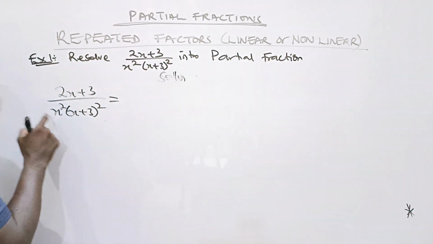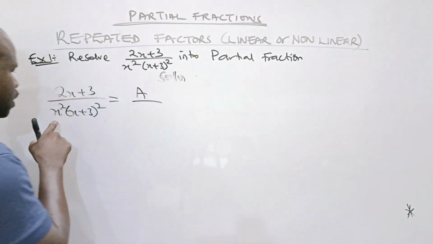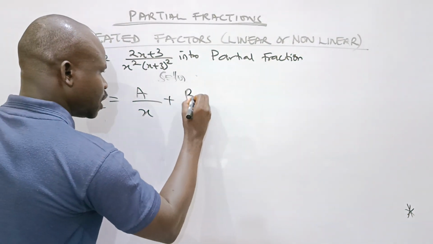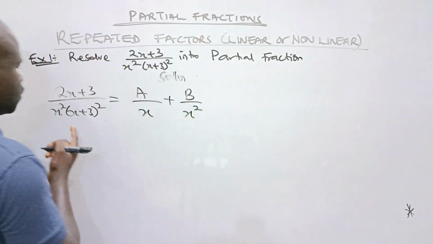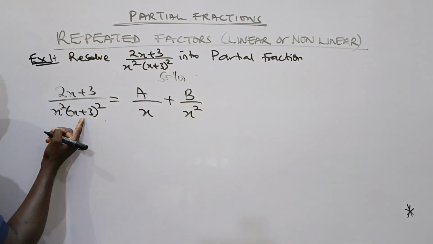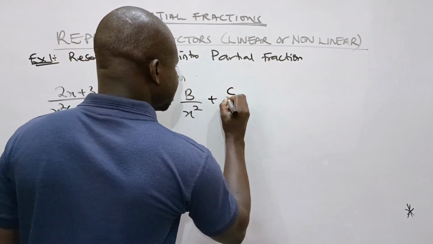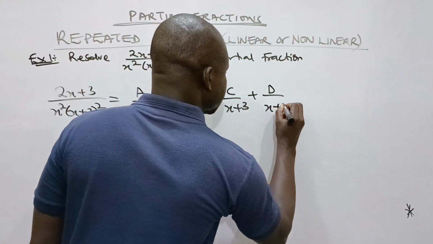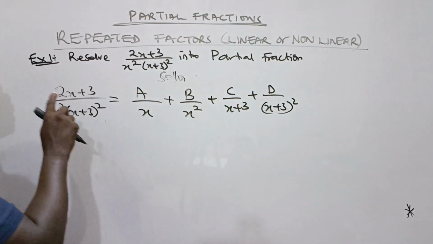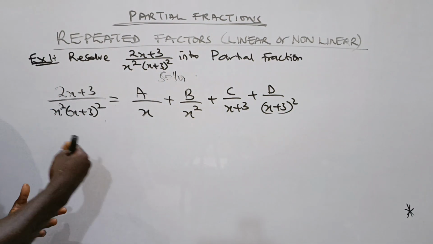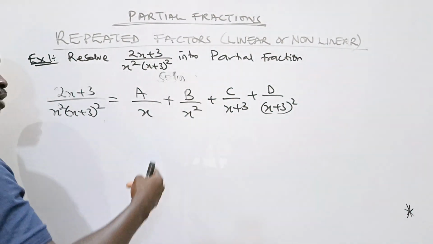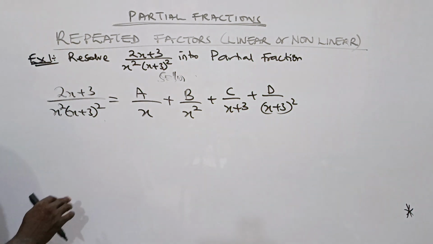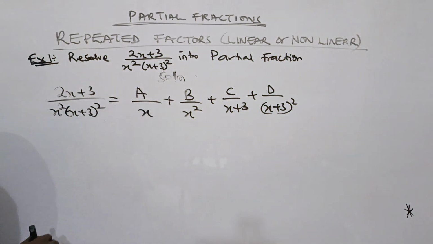So how do we resolve this? We pick the first one, say a over x, since you have x squared here. You first pick x, then you go ahead and do b over x squared. So we've resolved this first one. We go to the second one. We're going to have plus c over (x + 3), then plus d over (x + 3) squared. So when we have repeated factors, if it is x cubed, we are going to do it from x, x squared, up to x cubed. This is how to rewrite this as a sum of its partial fractions.